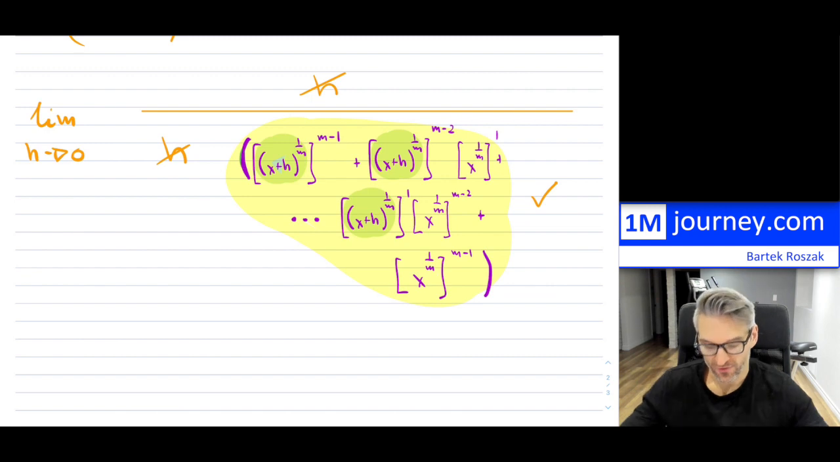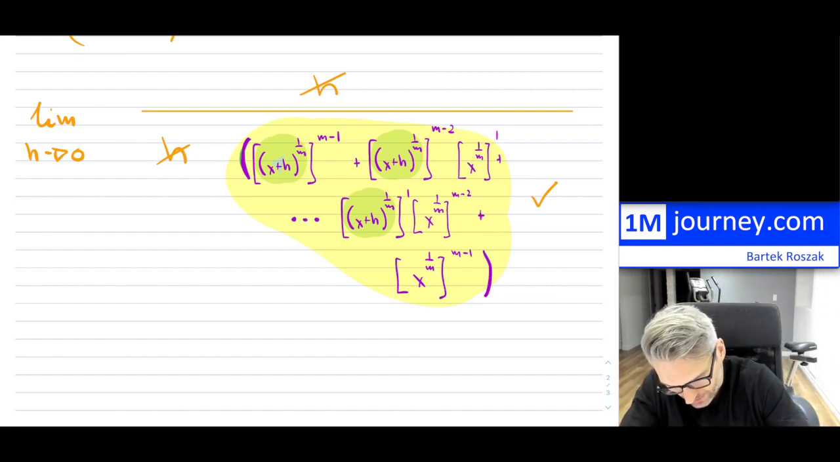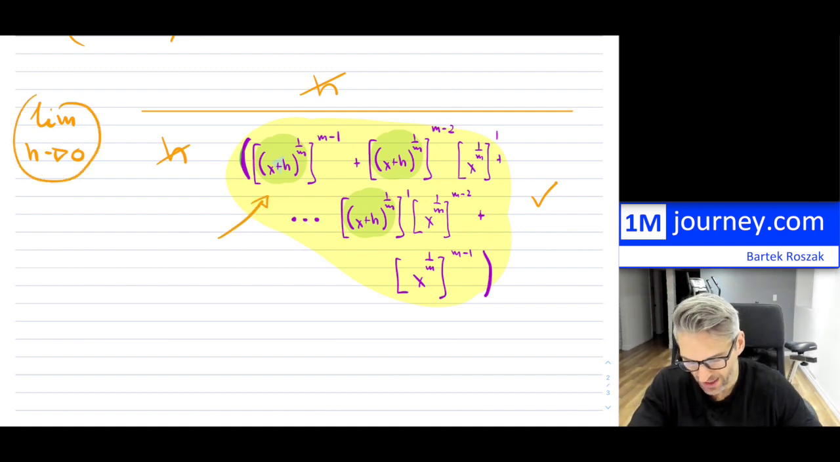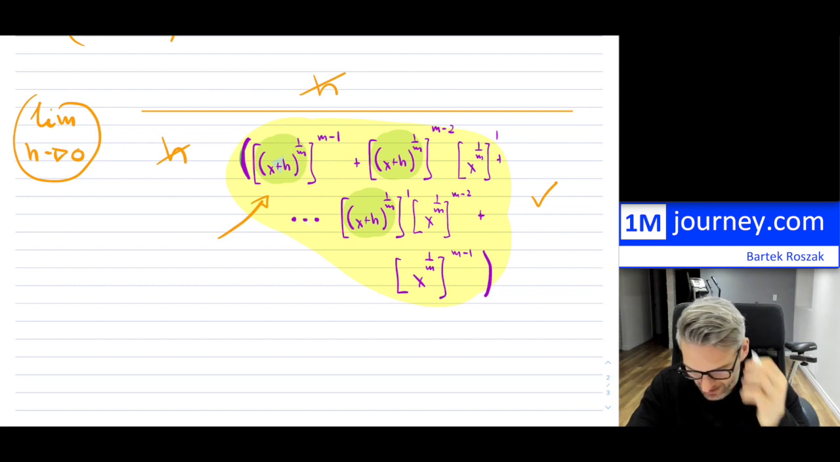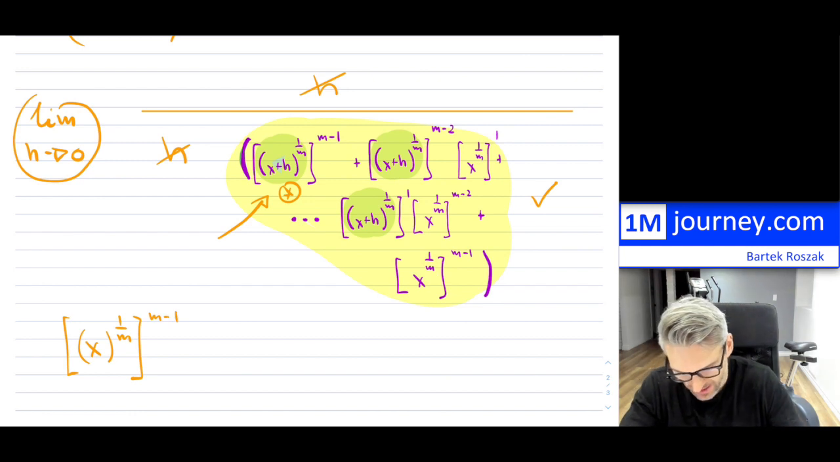Okay, so if I have that, what is this equal to as I bring the limit inside? Well, h tends towards 0, so it's basically 0. So this term, as h tends towards 0, is just x to the 1 over m, to the m minus 1. So that's that term.